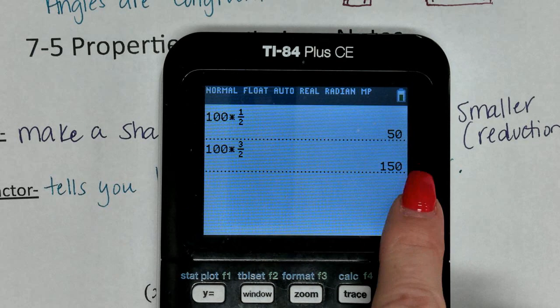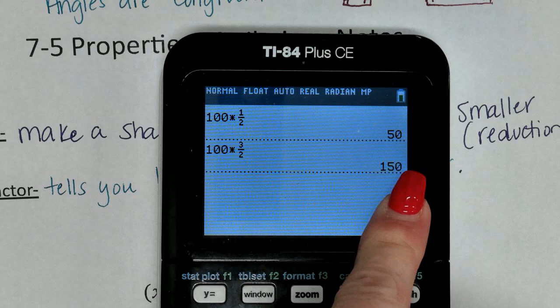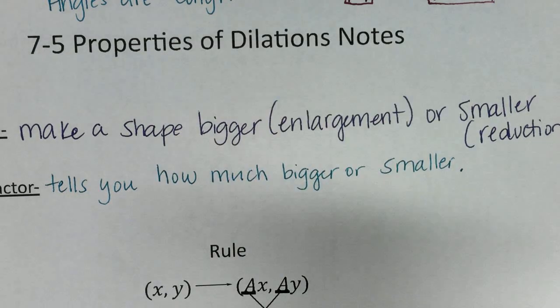Did 100 get bigger or smaller? So, are y'all listening? If you multiply by a number greater than 1, it's going to get bigger. If you multiply by a number that's between 0 and 1, like the change in your pocket, it's going to get smaller. Did everybody understand that?